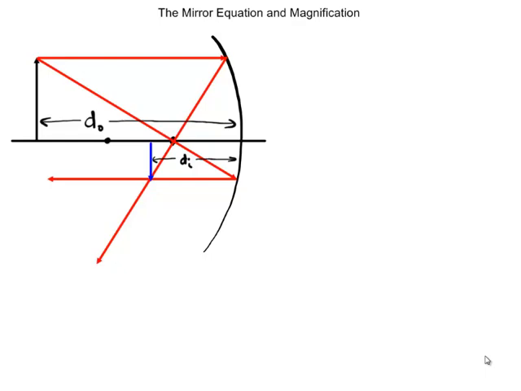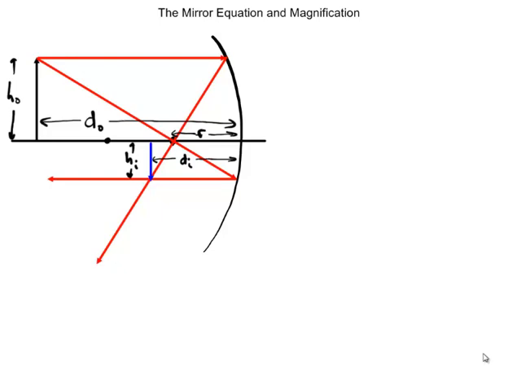Two other important distances are the height of the object and the height of the image. Lastly, our focal length. Our focal length, F, is the distance from the mirror to the focal point. All five of these quantities will show up in the two relationships we're going to look at.